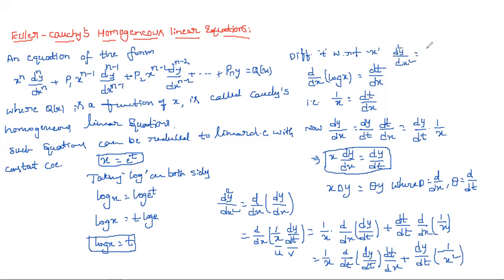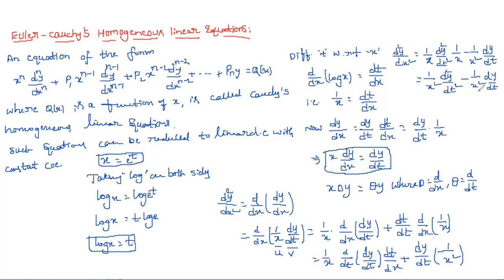And now d square y by dx square is equal to 1 by x into d by dt of dy by dt, which we can write as d square y by dt square. And already we got dt by dx as 1 by x, and this is minus 1 by x square into dy by dt. Now 1 by x into 1 by x is 1 by x square, so we get 1 by x square d square y by dt square minus 1 by x square dy by dt.